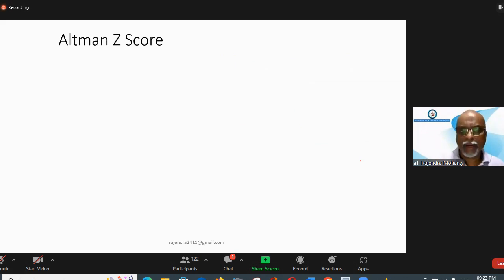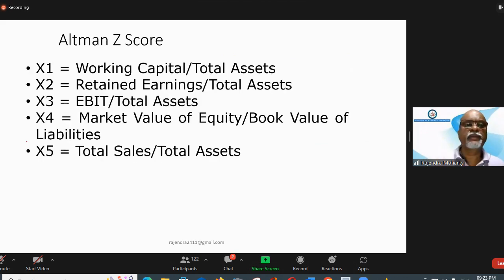So what he has done, I'll just show you. These are the 5 financial ratios he took. We can call them X1, X2, X3, X4 and X5. X1 is working capital to total asset.